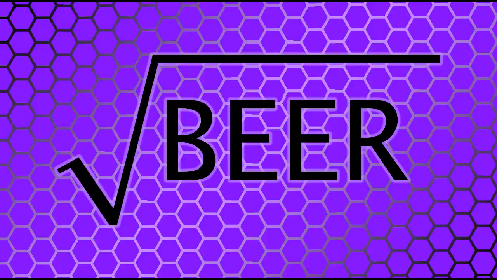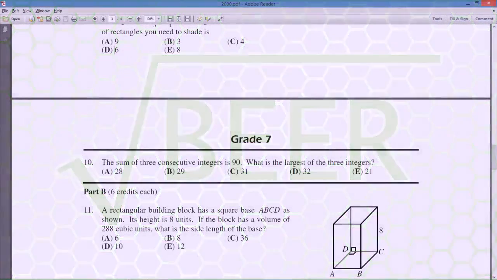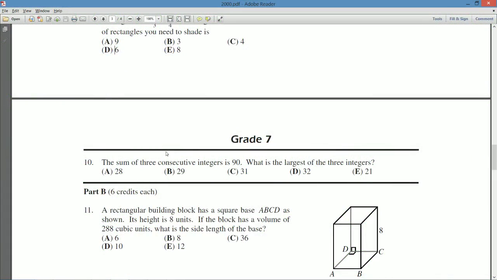We're on to question number 10 of the grade 7 Gauss paper from 2000, so way back, the turn of the century. So, question number 10, it's a short single line, two-sentence question. The sum of three consecutive integers is 90. What is the largest of these three integers? Okay.